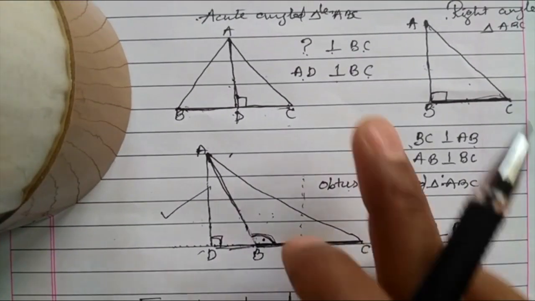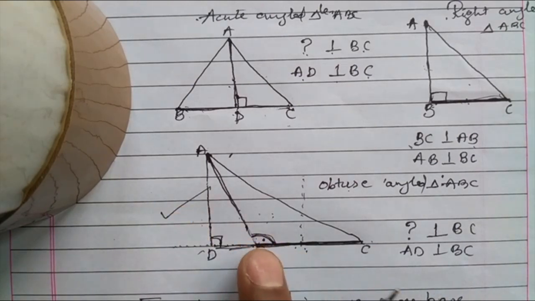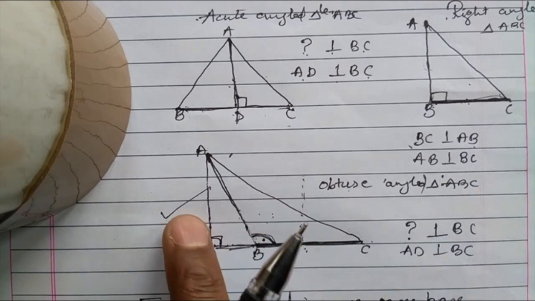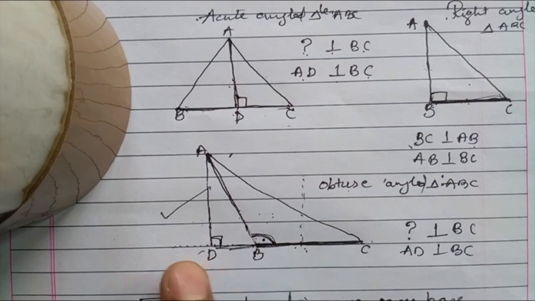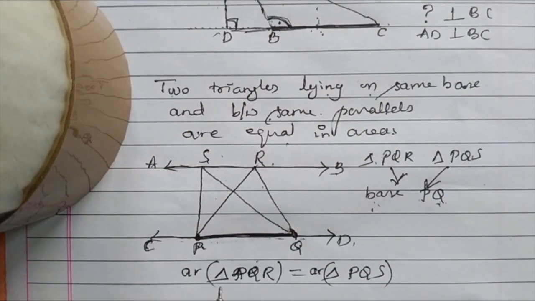The first point is, in an obtuse angle triangle, the height to the base adjacent to the given obtuse angle is out of the triangle. If you extend the base, then you get the height to that base. The second point is, two triangles lying on the same base and between the same parallels are equal in area. These two points are very important to prove Thales theorem.